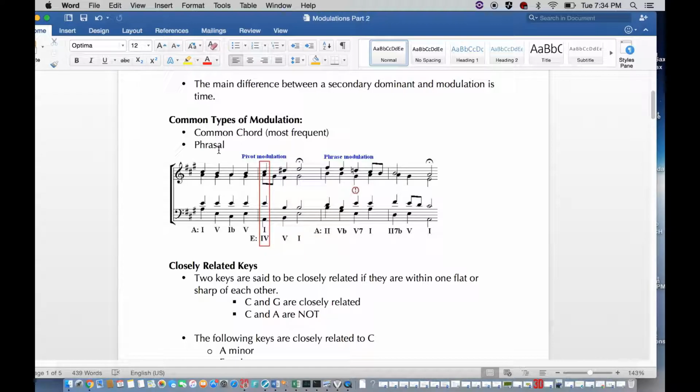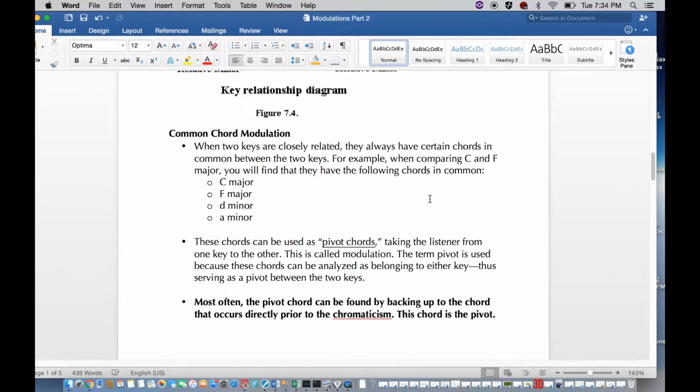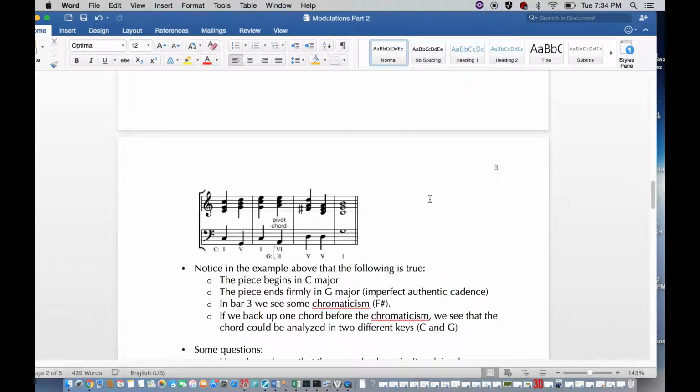With a common chord, you have a chord that exists in two keys, here A, and then we exist in E. With the phrase modulation, there is no common chord necessarily, and the piece ends a phrase in one key and begins the next phrase in another key. Okay? All right, so let's talk about some actual music.